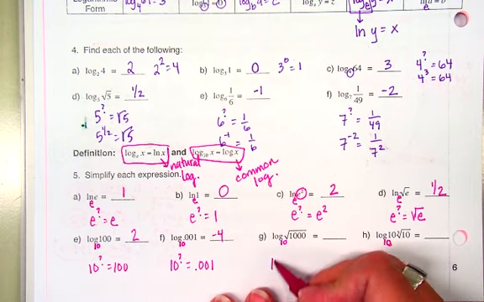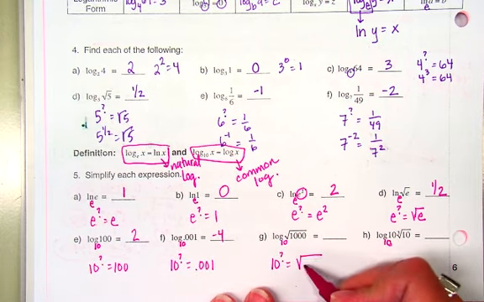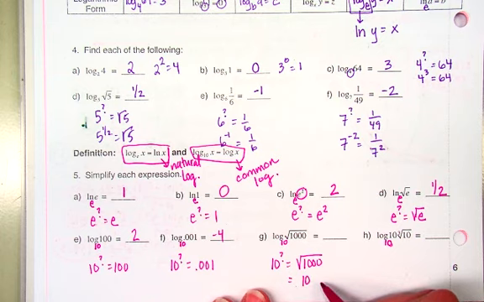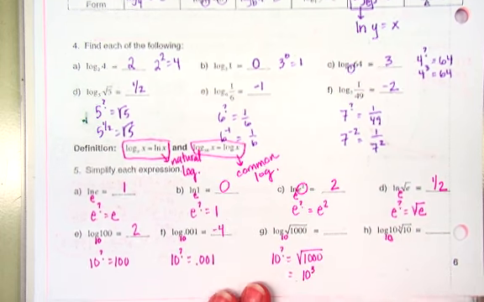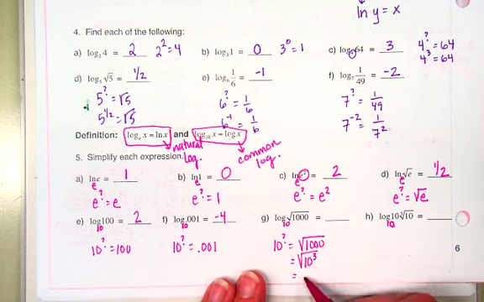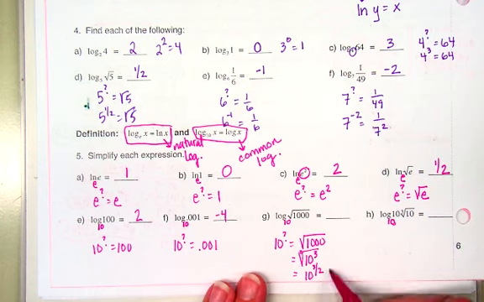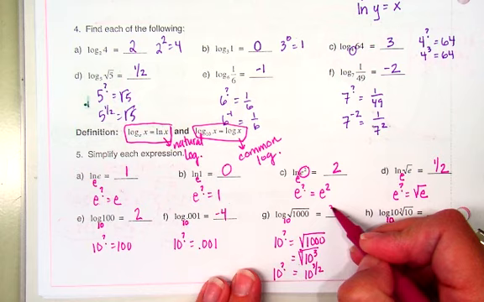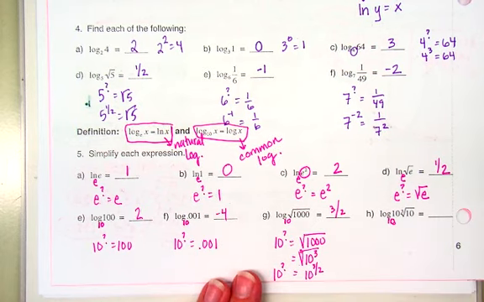10 to what power is going to give me the square root of 1,000? Well, let's figure this one out. Let's rewrite this. 1,000 is the same thing as saying 10 to what power? Third power, correct? Because there's 3 zeros. And then it's the square root of that. Well, the square root is the same thing as having a rational exponent of 1/2. So I could just rewrite this entire expression as 10 to the 3/2, and so my answer would just be 3/2.